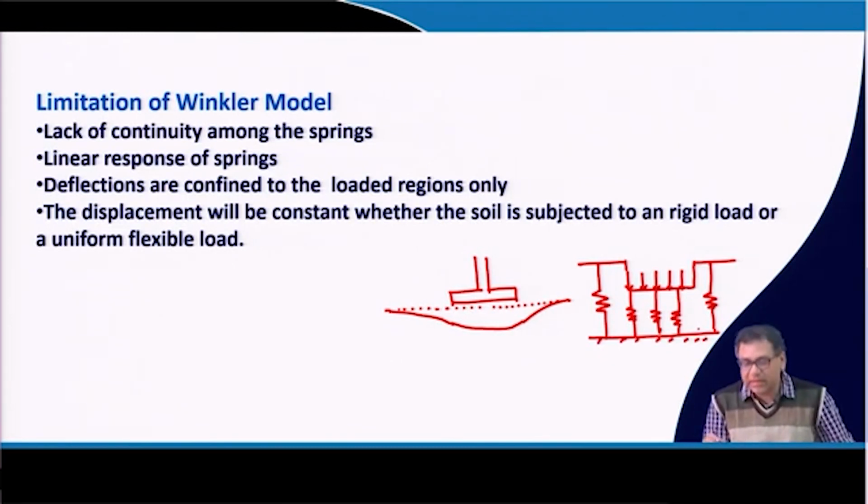Then this is the linear response, that means Q is equal to K into W. That means as you increase the stress, your settlement will increase. So, it is linear, but in the actual case the stress versus settlement response is not linear. It is linear up to a certain stress or strain level, but after that it will become non-linear, but that effect is not incorporated in the Winkler spring.